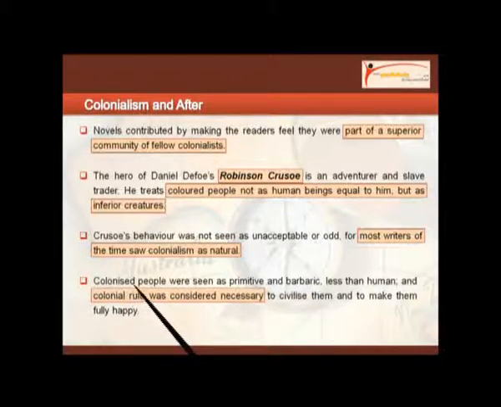Colonized people were seen as primitive and barbaric, less than human, and colonial rule was considered necessary to civilize them and to make them fully happy.